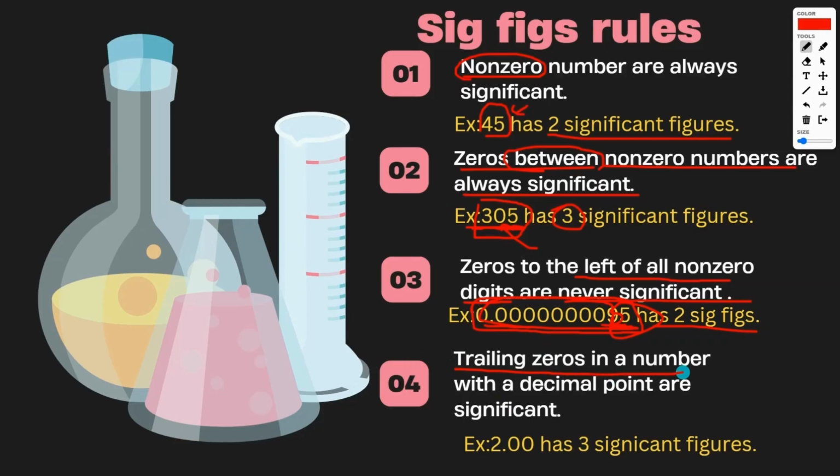Trailing zeros in a number with a decimal point are significant. So for this we have 2.00. These zeros after the 2 count because there's a decimal point right there. So this example has three significant figures.